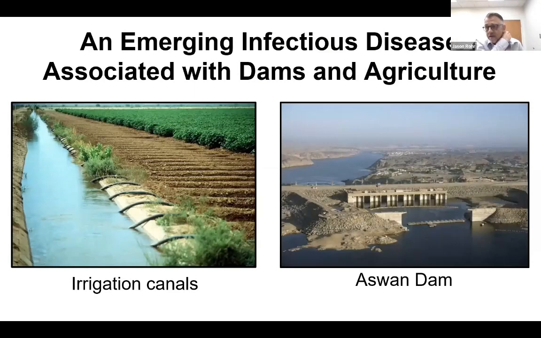You get dams that are created, you get more irrigation canals, you get greater contact with water bodies and more habitat for snails, and you get an increase in schistosomiasis.